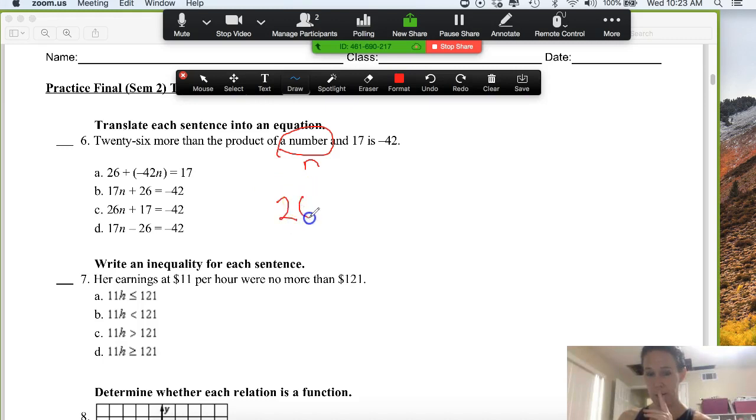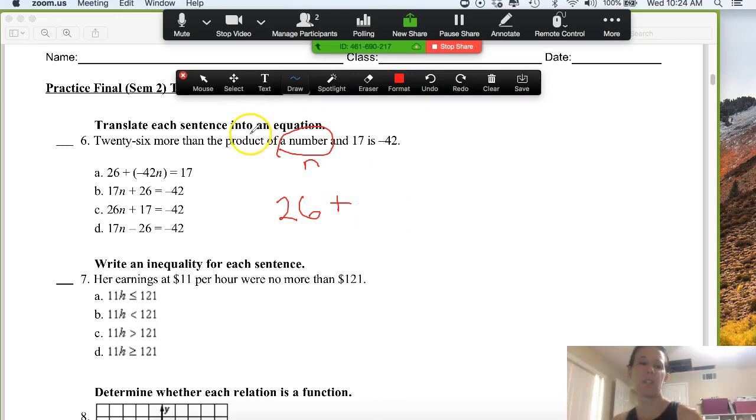26 more than, so I'm going to go 26 and then add. It's more than, so I'm going to add 26, right? The subtraction is a little harder because you have to do that at the end, on the flip side. But 26 more than the product of a number and 17. What does that mean, product? Does that mean I'm adding the number to 17? I'm multiplying? What does it mean? It means multiply.